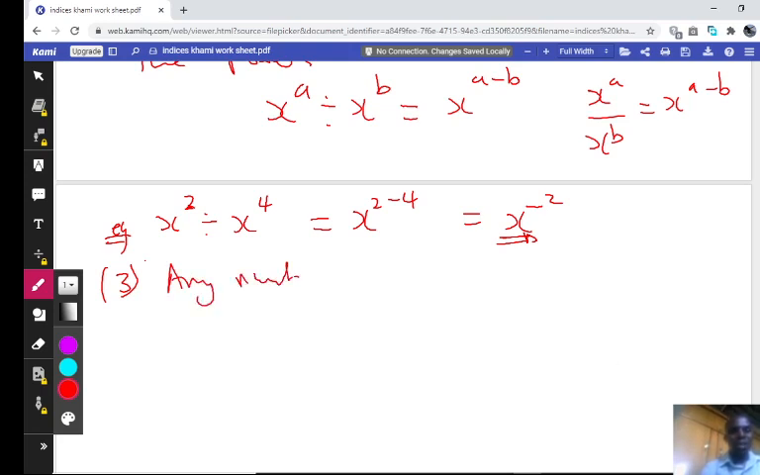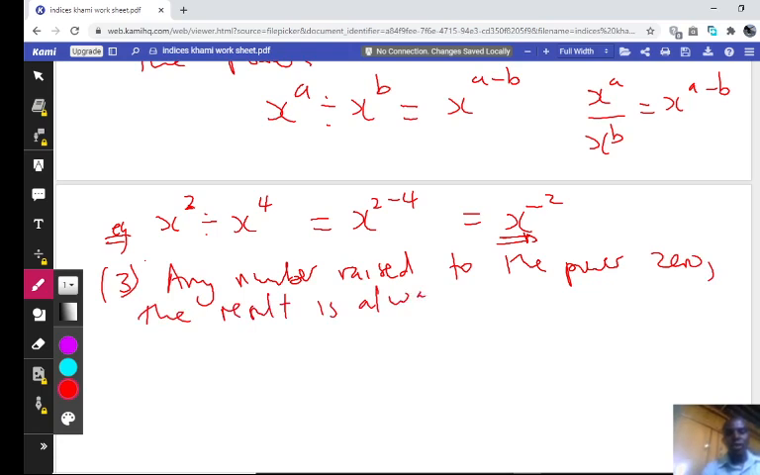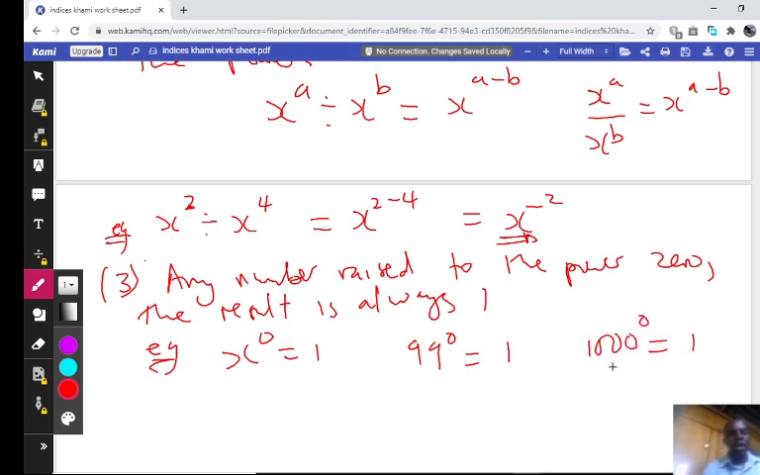Any number raised to the power 0, the result is always 1. Example, x to the power 0 is equal to 1, 99 to the power 0 is 1, 1000 to the power 0 is 1, xy to the power 0 is 1. Whatever type of number, when it is to the power 0, the answer is supposed to be 1.